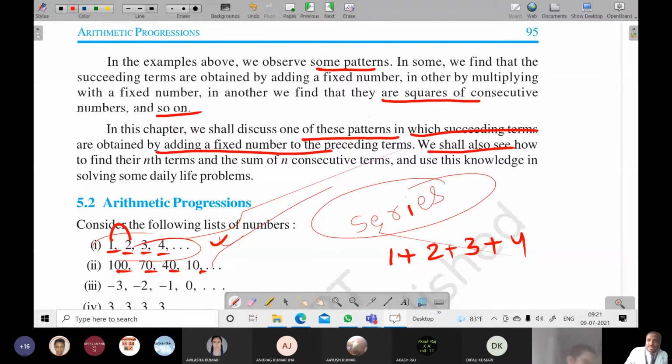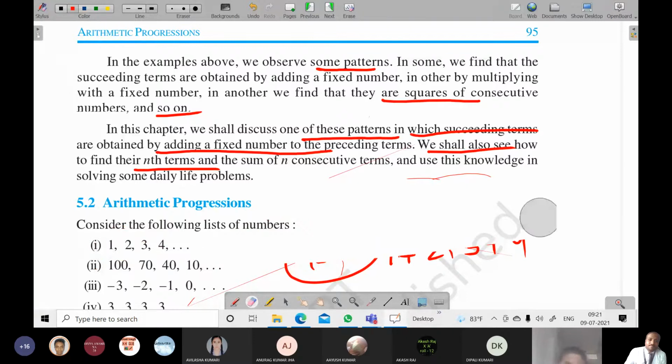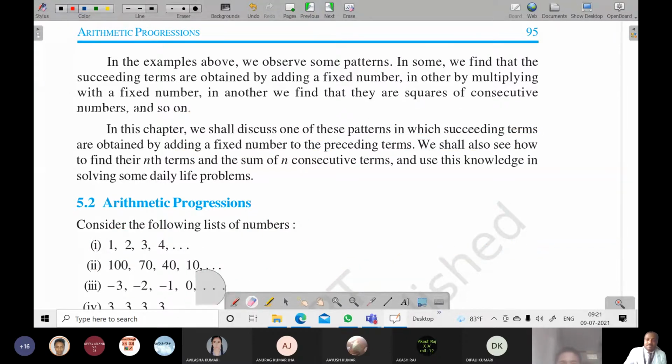We shall also see how to find their nth term. If it is given in this way and it is asked what will be its 15th term, then we will be able to give the answer. We will learn here how to form the general term formula by watching its common difference or first term. These all things we will be learning over here. And we will be applying these relations to solve our daily life problems, as it has been said.